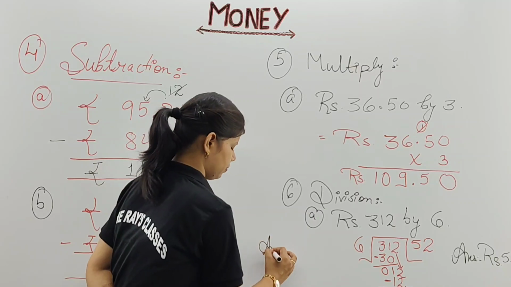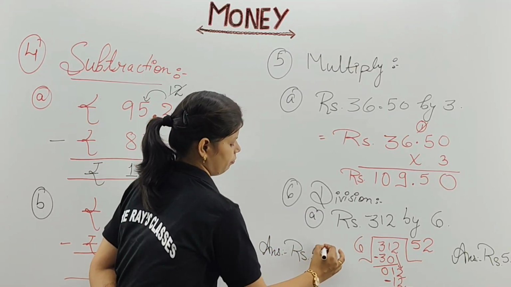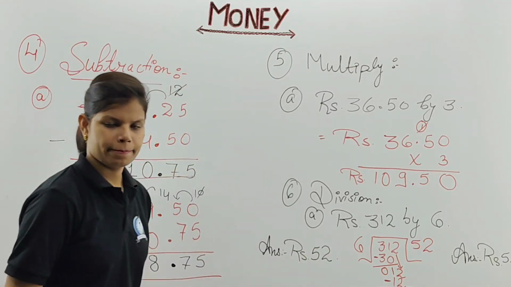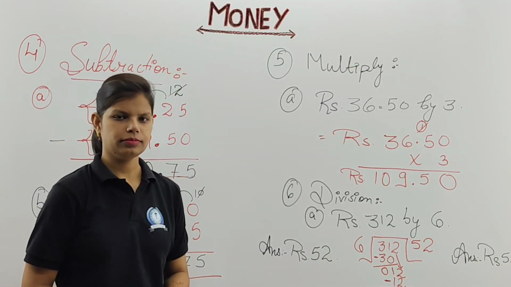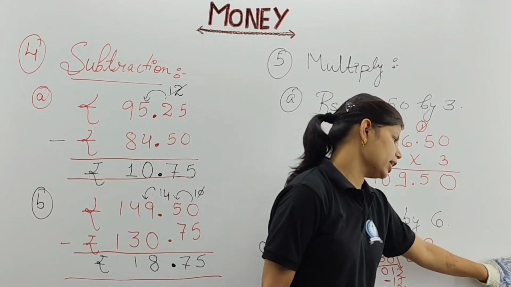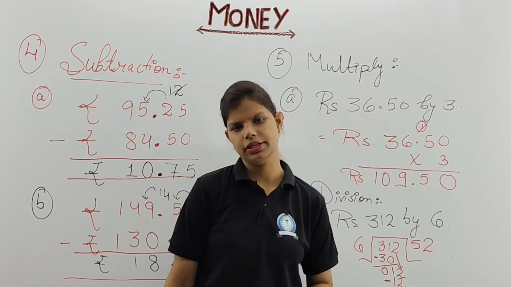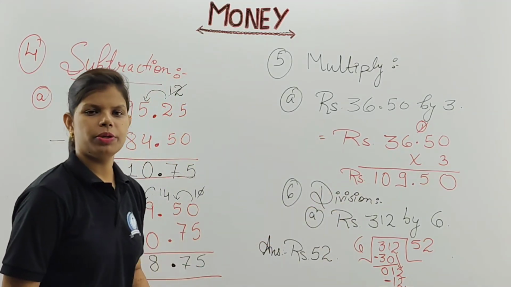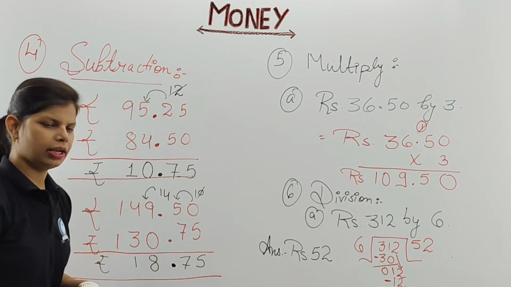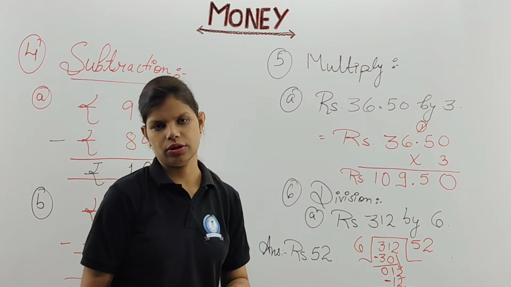Or you can write it on this side also. Your answer is rupees 52. Clear? Basically, for all operations we are using, the method is the same. You know, everywhere addition, subtraction, multiplication and division method is the same. Only the operations are changed. It is similar. It's something we have done in fractions also, in decimals also, and here also. And like that we are going to discuss all the operations.